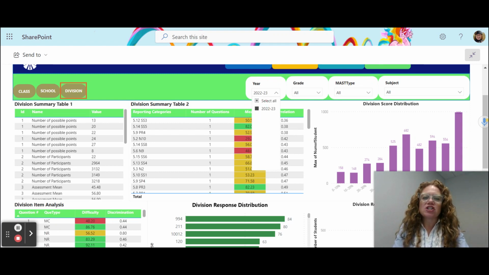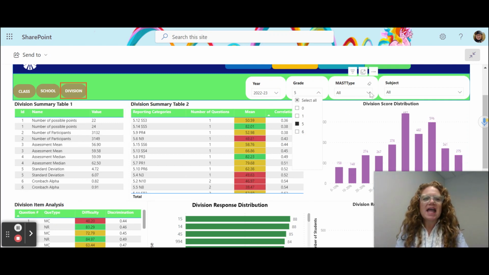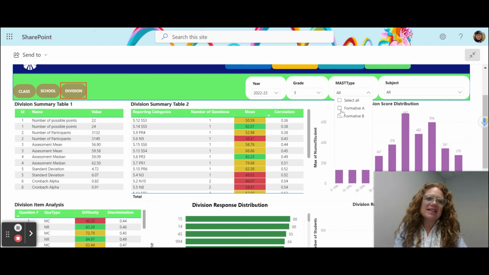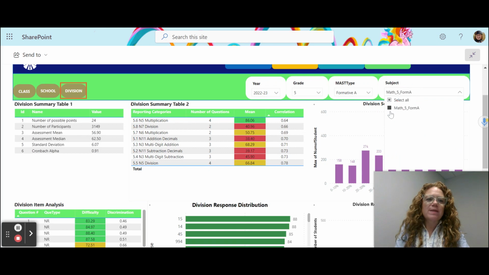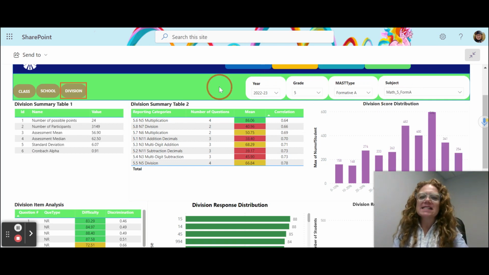So I'm going to click 2022-2023, and I'm going to select my grade for the purposes of this video. We're going to look at grade 5, and we're going to look at the MAST type. And this, of course, you will have additional types on here with additional administrations of the MAST. And we're going to go Math 5. All right, so what that has done is this has made this data specific to the grade 5 formative A MAST that was given in the fall of 2022. All right, so that's how specific this data now is.